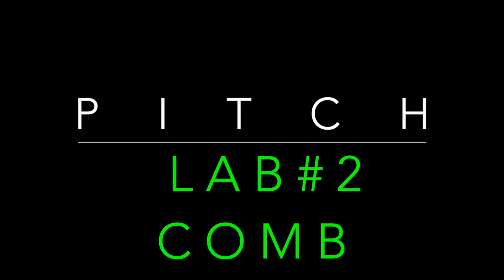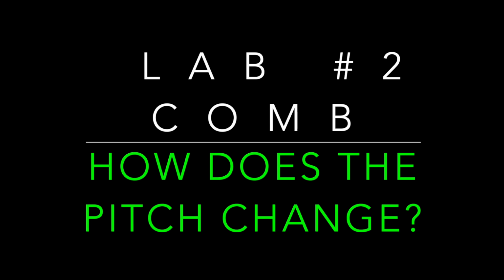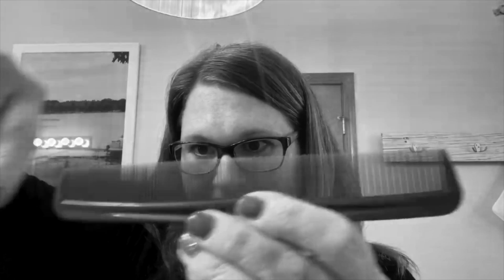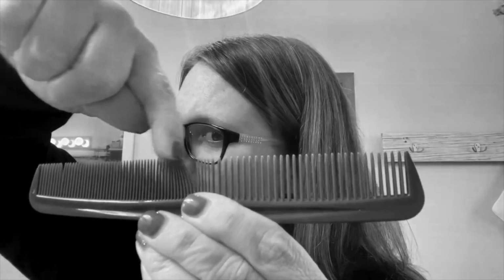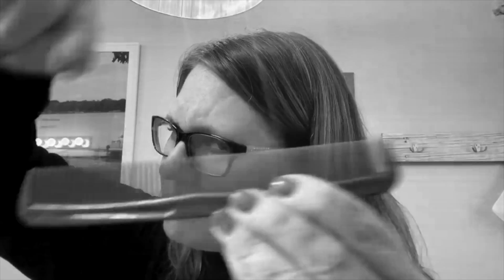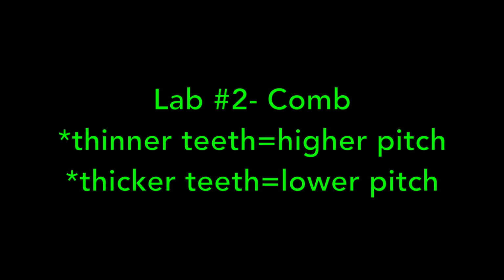Let's explore our results from lab number 2, comb. As you listen to it, think about how the pitch changes and what causes those changes. This one's kind of a tough one, but the thinner teeth are what produced a higher pitch, and the thicker teeth produced a lower pitch.